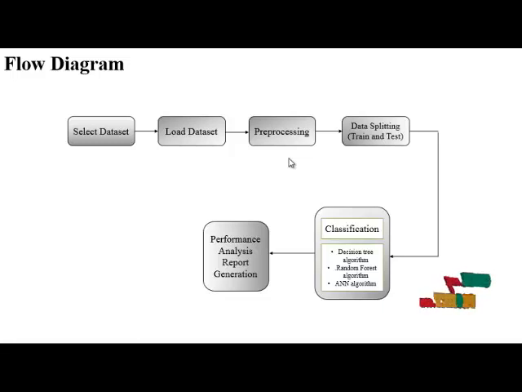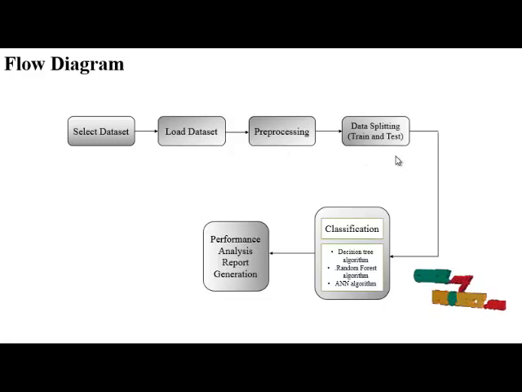Data pre-processing means cleaning the data set, like checking the null values and filling the null values with zeros, then dropping the unwanted columns, and label encoding. Label encoding means converting the categorical values into numerical values.